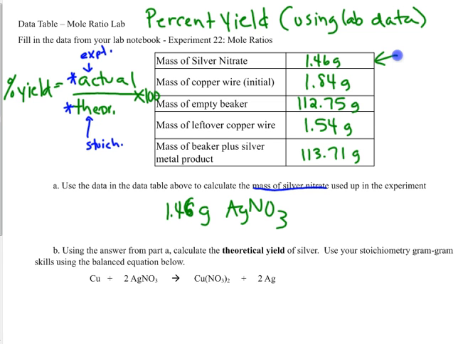of silver nitrate. Now, some of the data that you're going to see in the problems coming up, the silver nitrate was weighed in an empty beaker, so in some of these problems, you may have to subtract out the weighing dish or the beaker, the vessel that the chemical was weighed in to begin with. But for this problem, it's pretty simple. We know we're starting with 1.46 grams of silver nitrate. So this is the number we're going to start with for part B. We're going to calculate the theoretical yield of silver. We're going to use our stoichiometry gram-gram skills and use the balanced equation below.